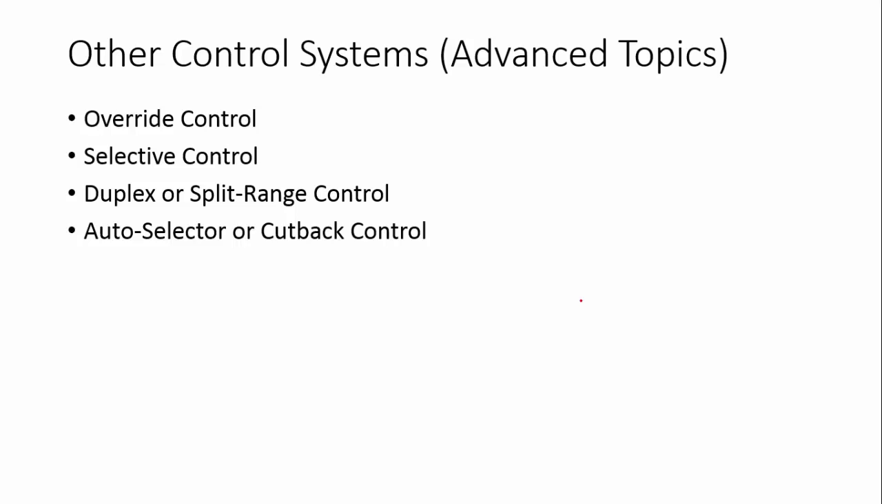There are other topics that will be covered later in the course, which are override control, selective control, a duplex or split range control, and an auto selector or cutback control. These are all advanced topics. They are talked about in Unit 12 of your textbook. Please take a look at them. But again, you will not be responsible to answer anything complicated on any exams. But you should know what these control systems are and the basics behind them.